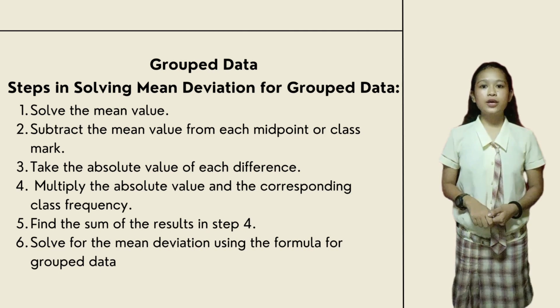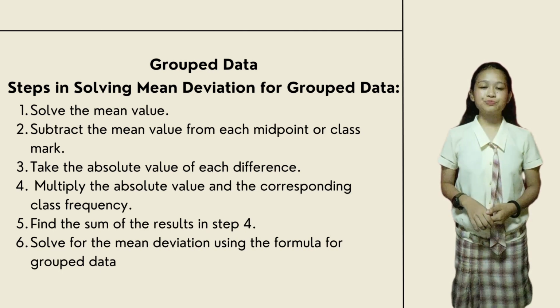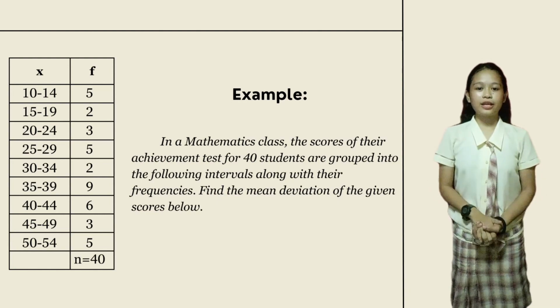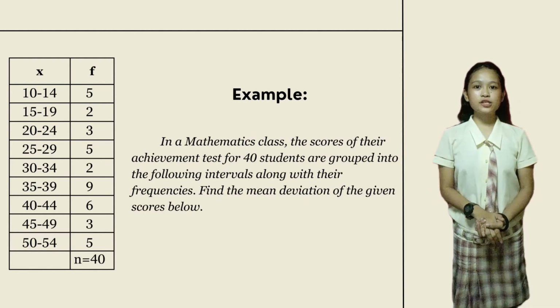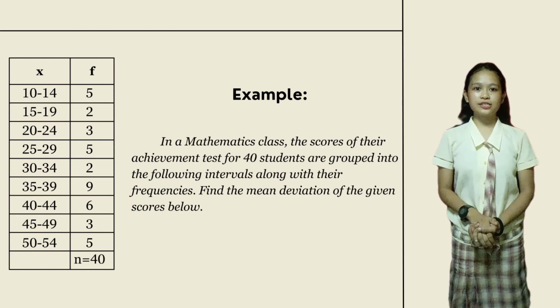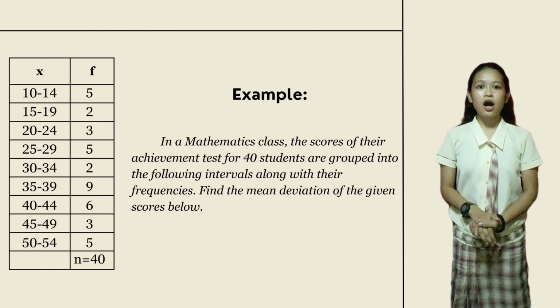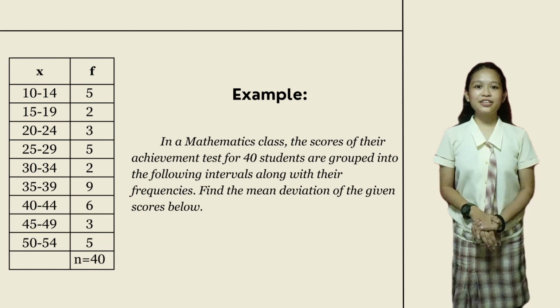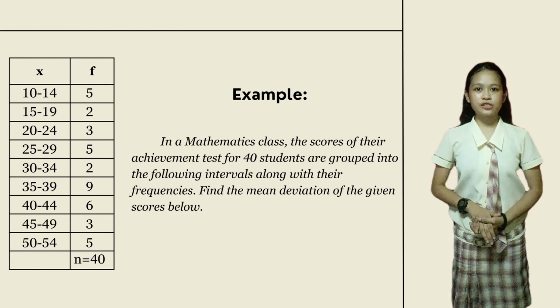And lastly, we can now solve for the mean deviation using the formula for the group data. So let's take a look at this example. In a mathematics class, the scores of their achievement task for 40 students are grouped into the following intervals along with their frequencies. So find the mean deviation of the given scores in our table.